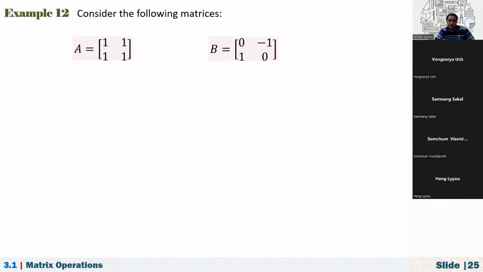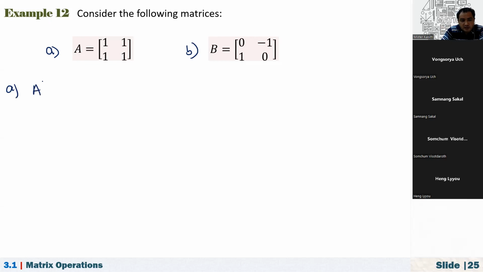Consider the following matrices. The first one is A: 1, 1, 1, 1, and B, for example, is 0, -1, 1, 0. Consider means that maybe we can multiply them or we can evaluate the powers of these matrices. For example, what is A to the power of 10? How do you multiply this? Let me label this one as example A and this one as example B.